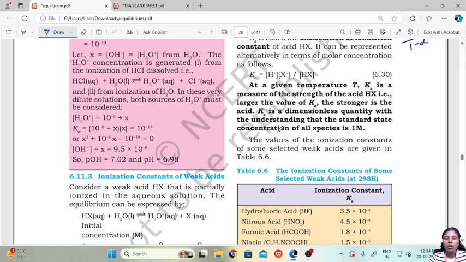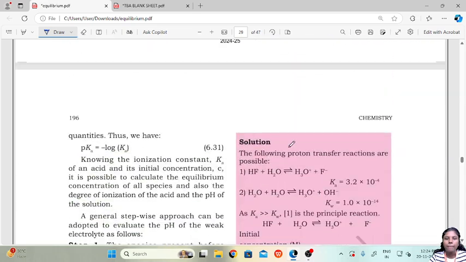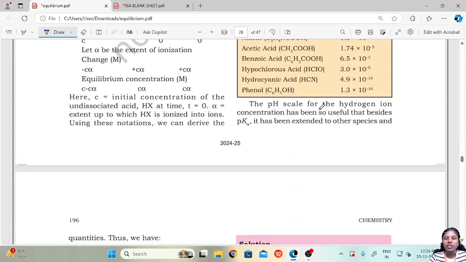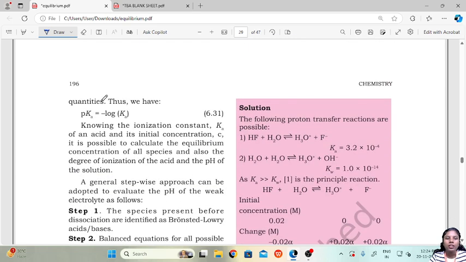Because if all the concentrations are at 1 molar concentrations. Now, the pH scale of the hydrogen ion concentration has been so useful that besides pKw, it has been extended to other species and quantities. Thus, we also have pKa to be the minus log of Ka.